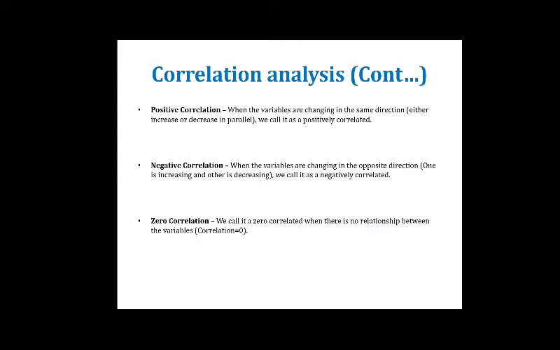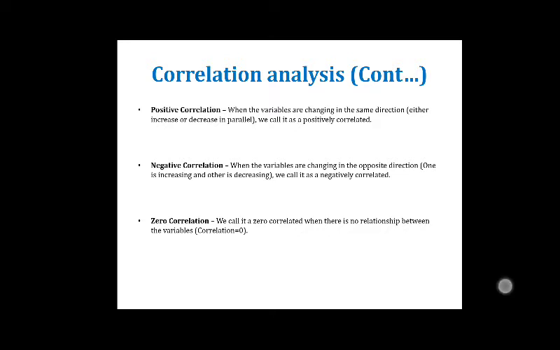What is positive correlation? When the variables are changing in the same direction. Means what? Whenever one variable is increasing, depending on that, the other variable also increases. If one variable is decreasing, then the other variable is also decreasing. So they may increase or decrease, but in parallel, means at the same time both are increasing or both are decreasing. So these are called positively correlated variables.